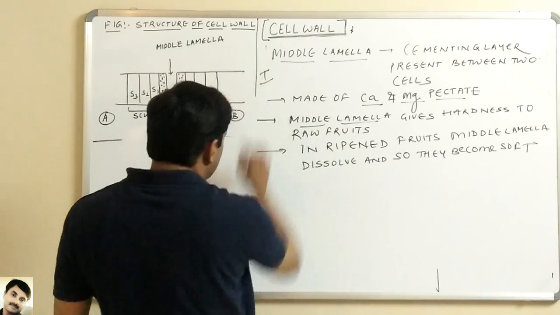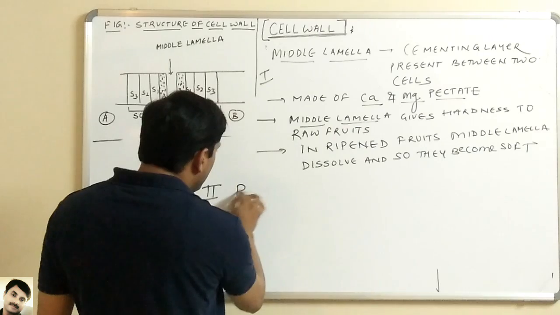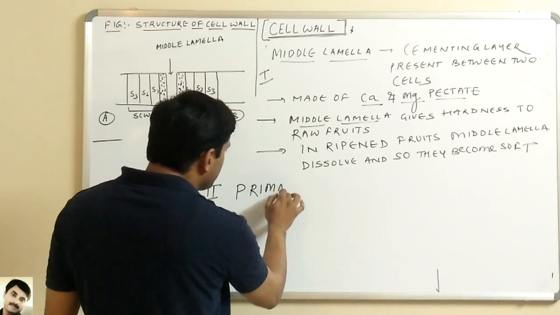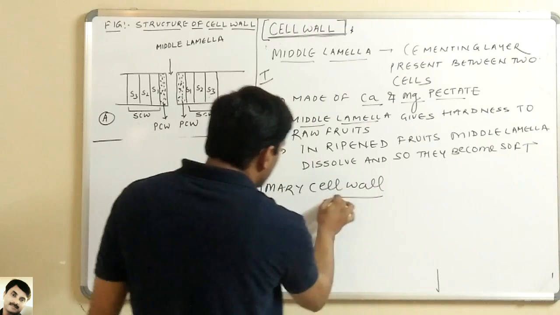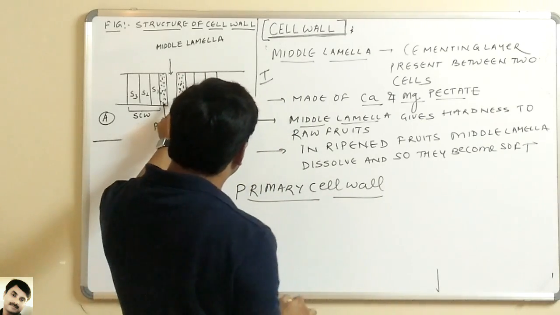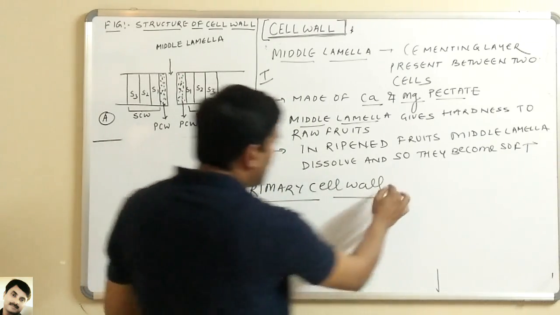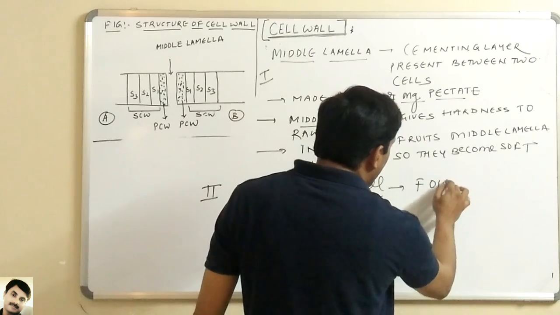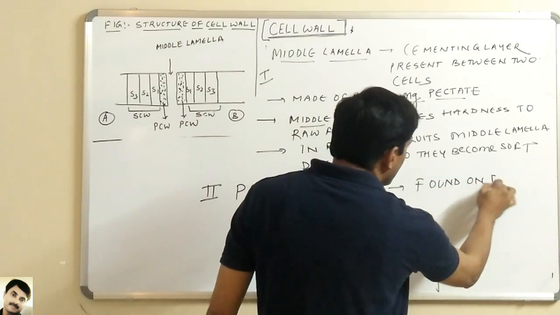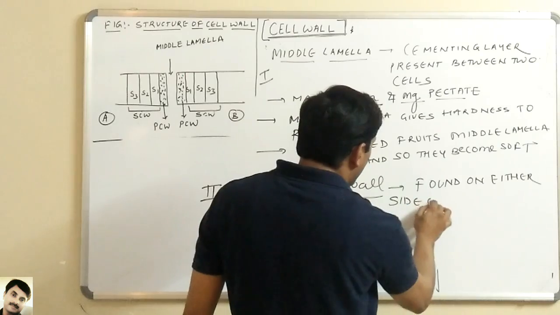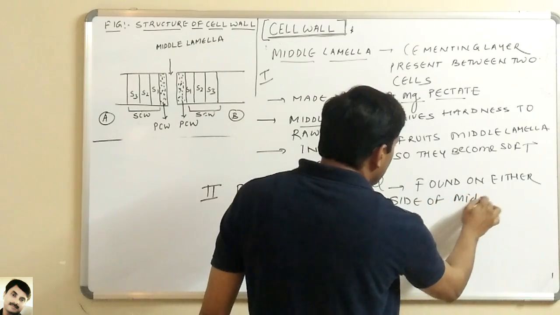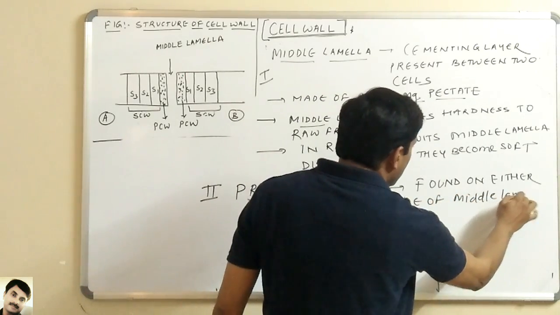The second component is the primary cell wall. Now see the location in the diagram: it is found on either side of the middle lamella. I will write here: found on either side of middle lamella.